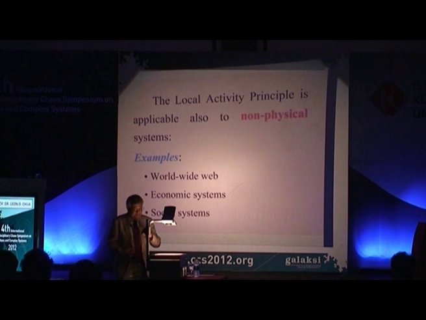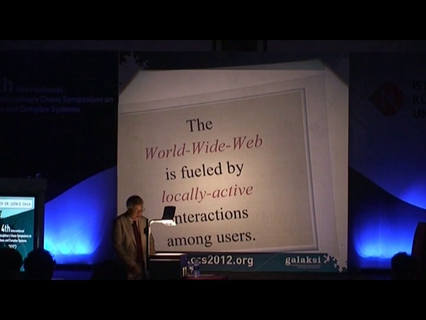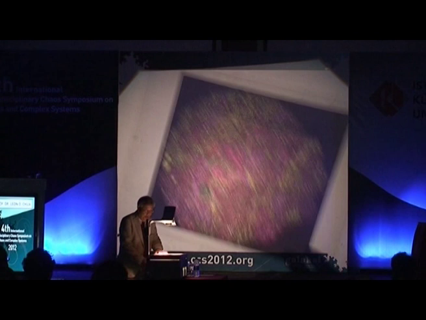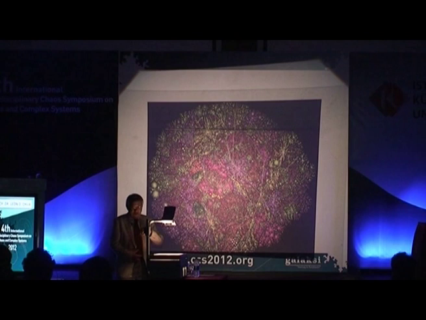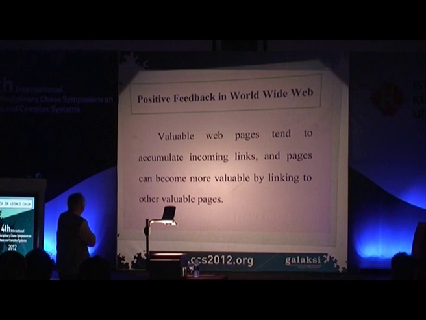And just to give you an example, why is the worldwide web on the edge of chaos? Well, the worldwide web is fueled by what I call local interactions among cell users. So here's a picture of the worldwide web. And it looks scary, but you can ask why. Well, the reason you have positive feedback in the local and worldwide is because valuable or useful web pages tend to accumulate incoming links.